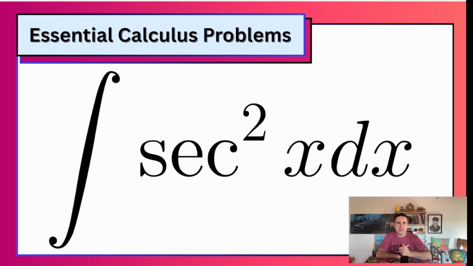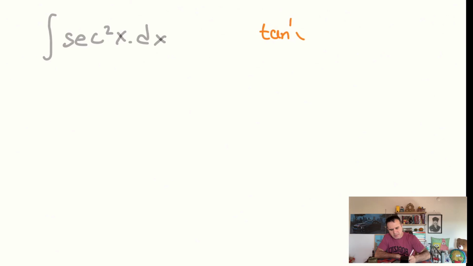Hello everyone. In this lecture of the Essential Calculus Problem Series, we will solve the integral of secant square of x dx. In order to solve the integral of secant square of x dx, you firstly should know that the derivative of tangent x is equal to secant square of x. So, while solving this integral, you should remember this derivative.